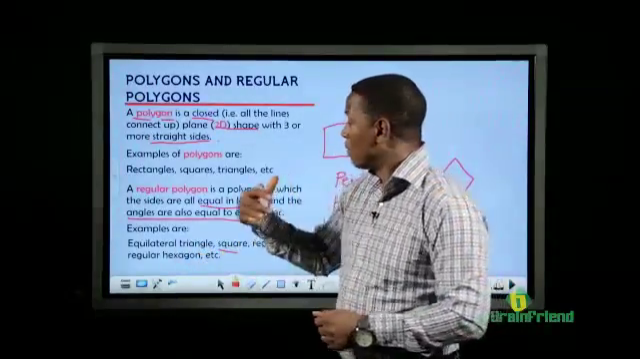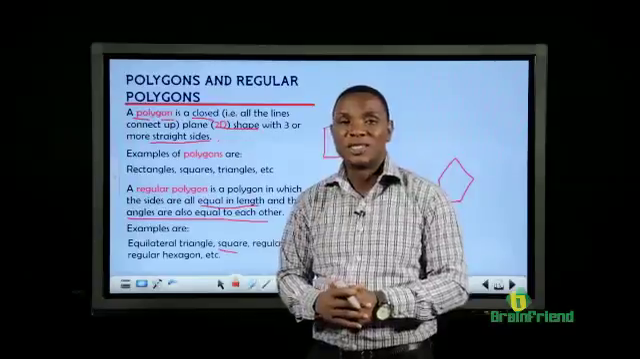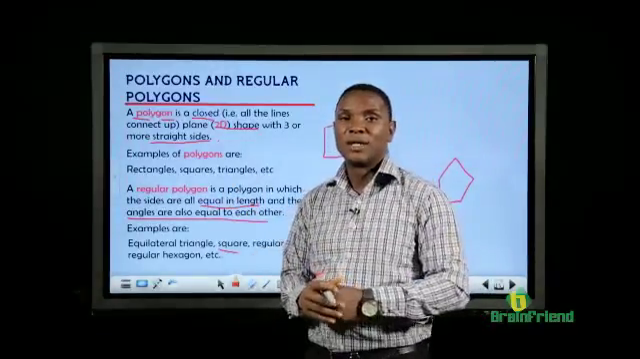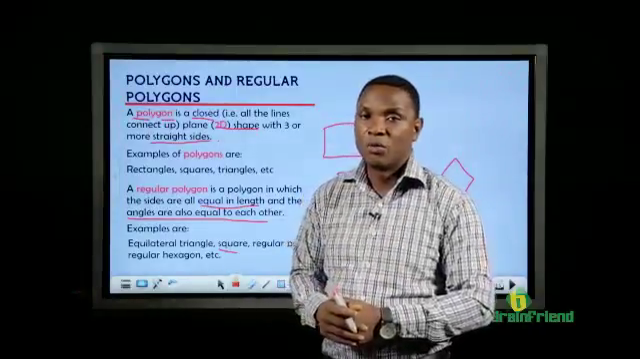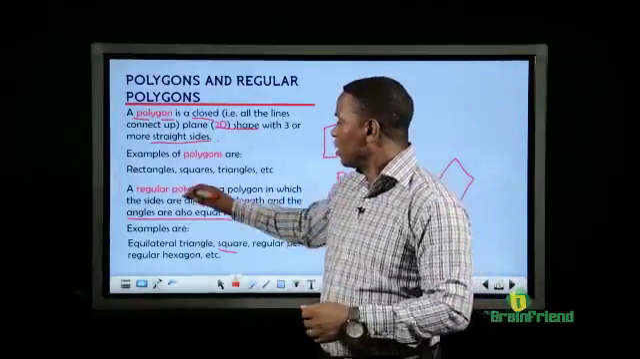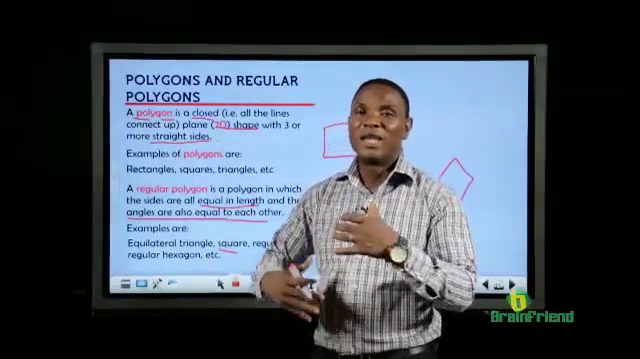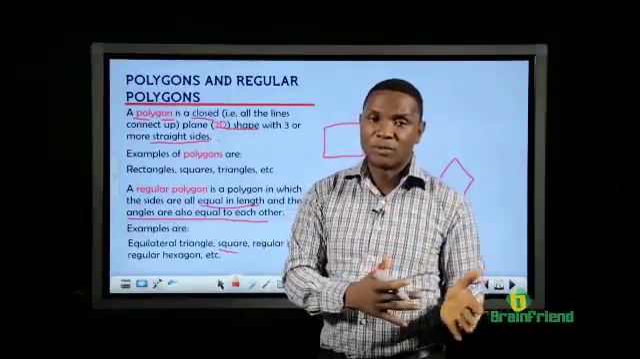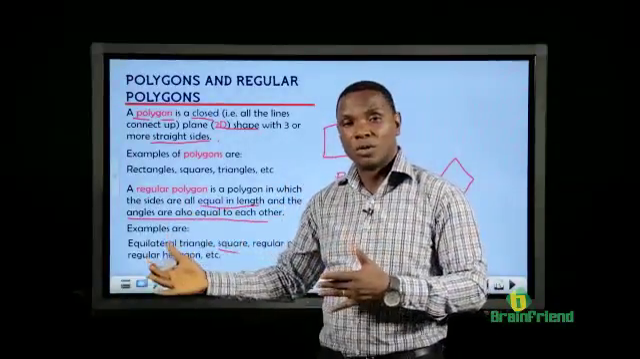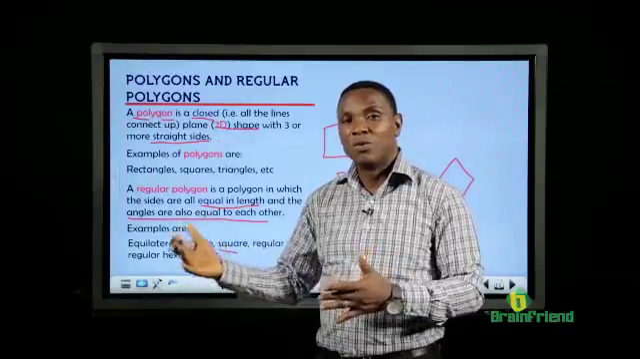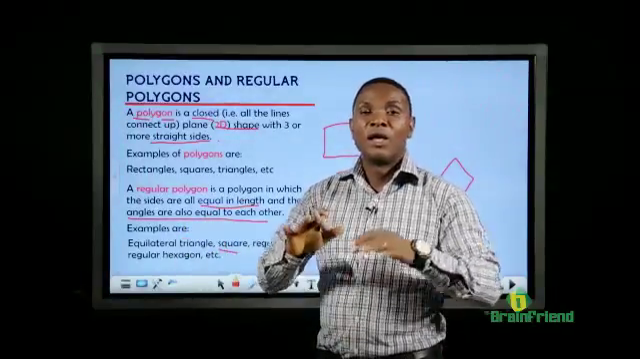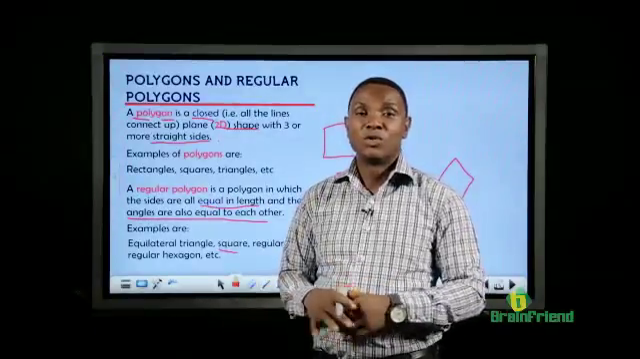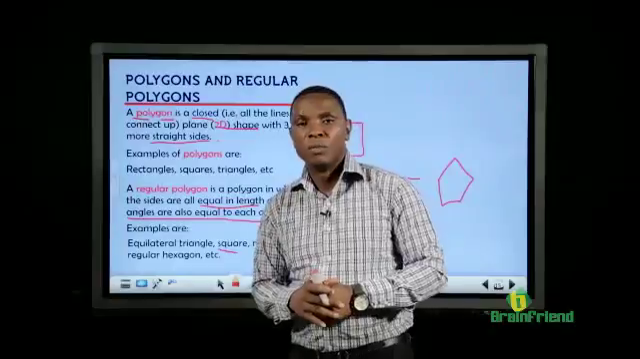So for a shape to be a regular polygon, it must satisfy this condition that the length must be equal in size and the angle must also be equal in size. Another classification of polygons are the irregular polygons. Of course, they are the opposite of our regular polygons. The sides are neither equal to one another, neither are the angles equal to one another. In this class, we will not dwell on irregular polygons. So we'll be learning only about regular polygons.